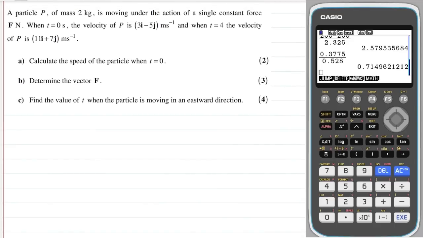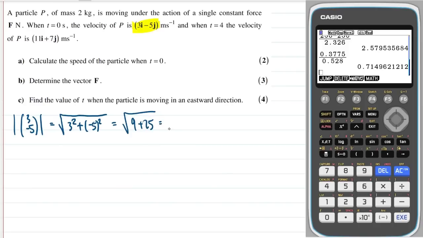Okay, well the speed is just the magnitude of the velocity, so we just need to take the magnitude of the velocity vector at t equals 0, which is this one. So that's 3i minus 5j. So the magnitude we take by squaring the components, adding them together, then square rooting. So this is 9 plus 25. So this is the square root of 34.